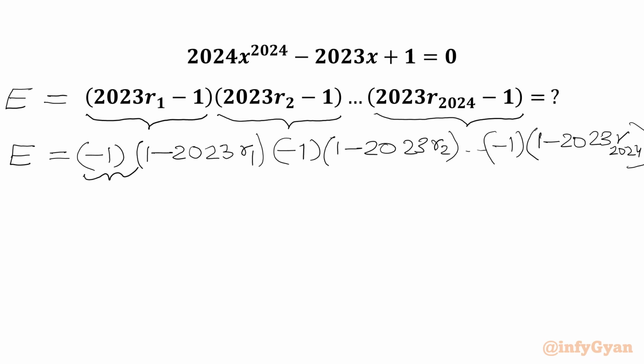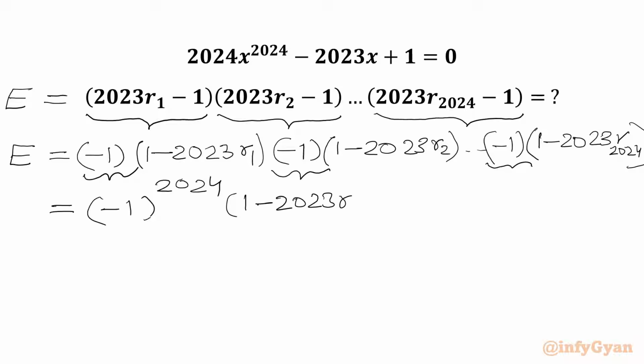Now -1 times -1 times -1, how many -1s are there? It is 2024. So we can write -1 with power 2024. Then we have the product 1 minus 2023 R1 times 1 minus 2023 R2 up to 1 minus 2023 R 2024.